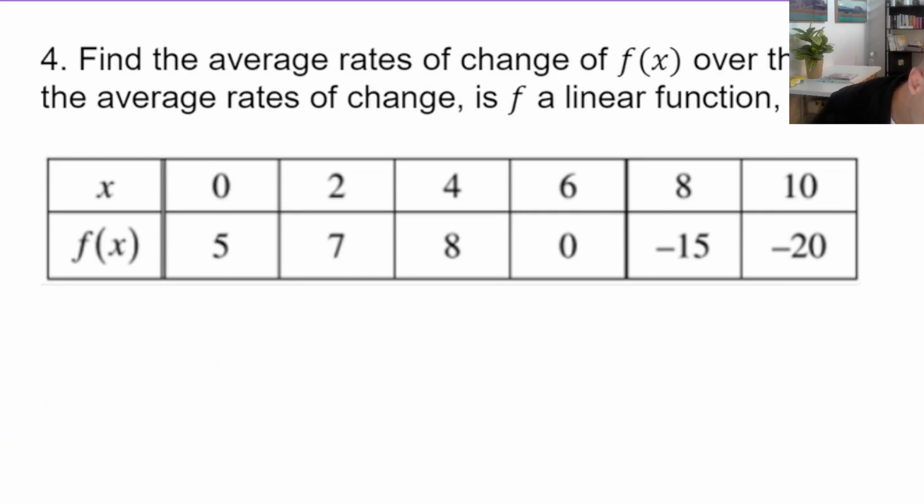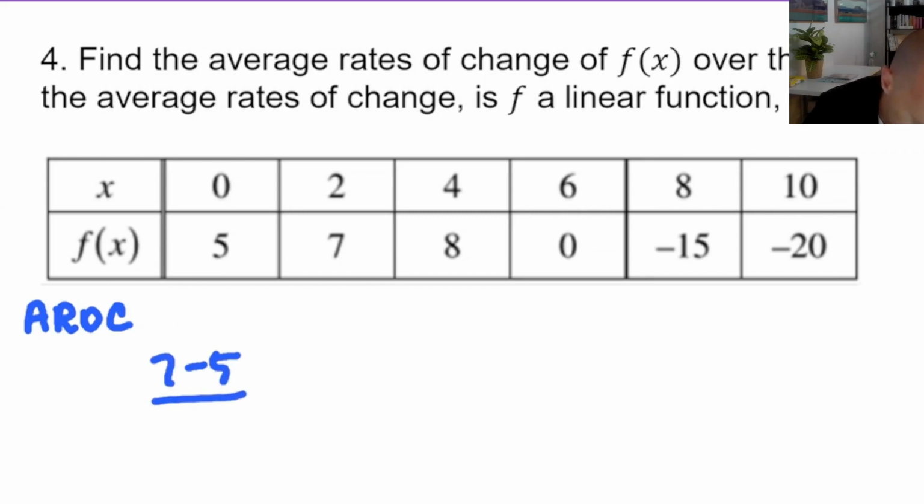All right, so I'm going to write in here, average rate of change. And all right, from 0 to 2, f increases from 5 to 7. So 7 minus 5, I'll just do the computation over here. 2 minus 0, I've got 2 over 2, that's 1.